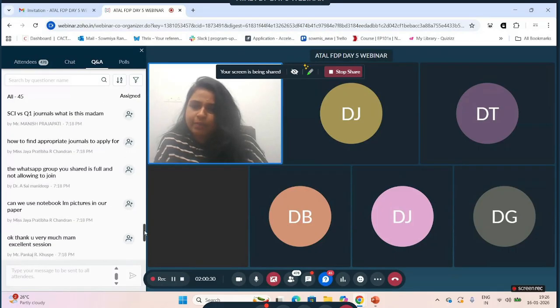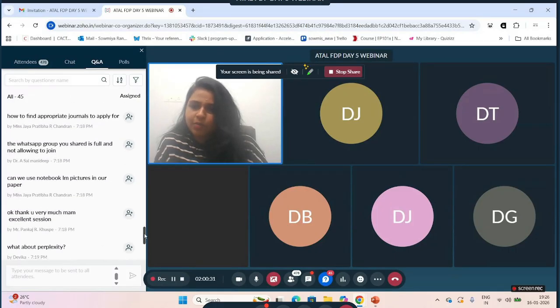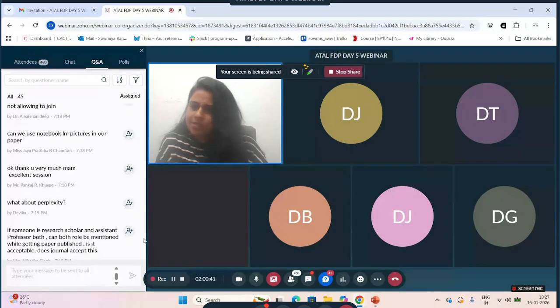You cannot use NotebookLM pictures in your paper unless those images are editable. If the final output is editable and you can verify every single aspect of the image, then yes. If not, you should be careful.